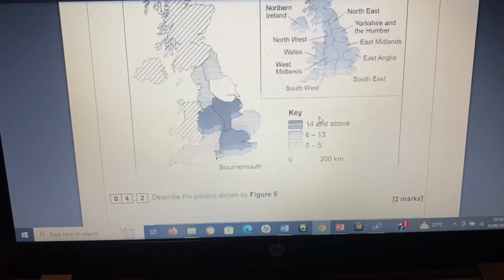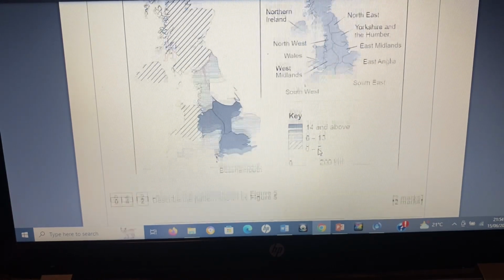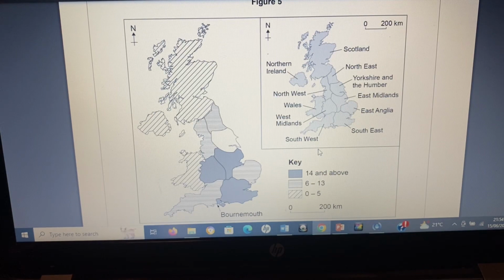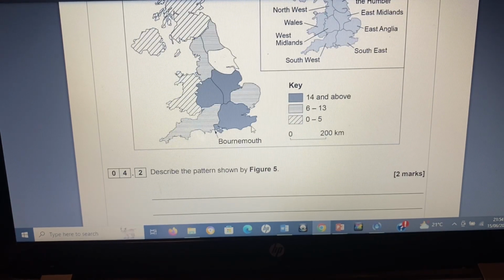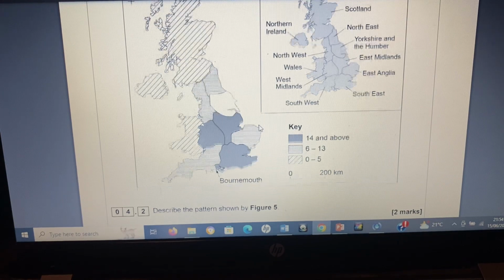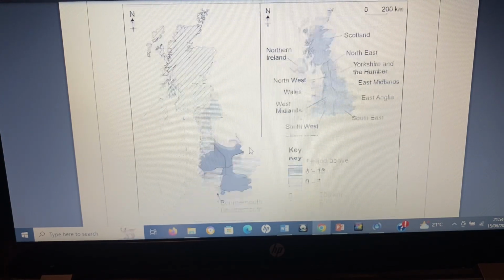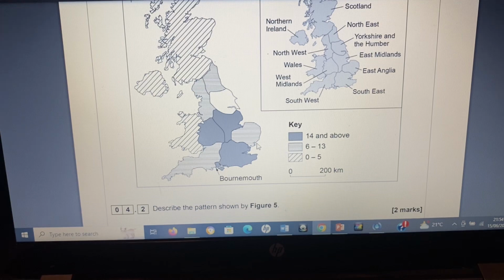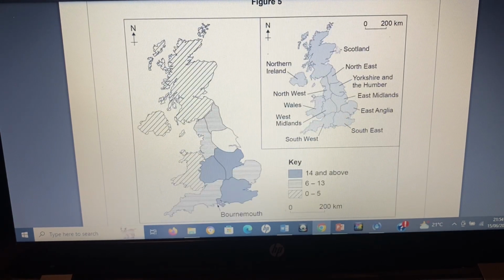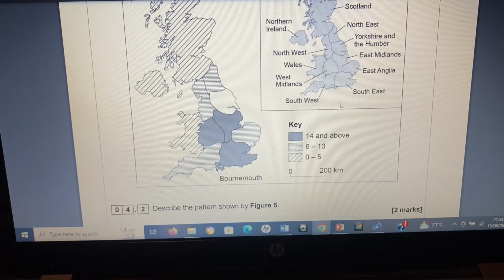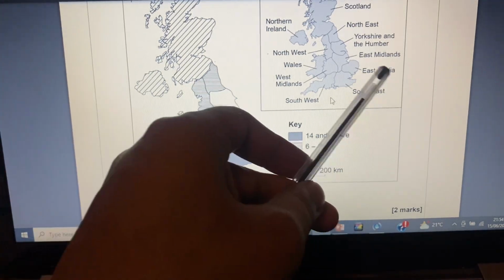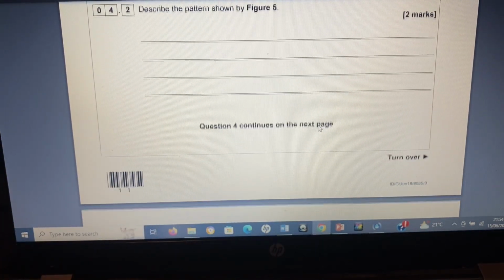Describe the pattern. Obviously you need to be able to say most people came from, let's say, the southeast, you could argue. So describing the pattern, you would argue that between 0 and 5% were mainly in regions of Scotland, so that's describing the other parts. And can you see between 6 and 13%, which parts are they? You need to be able to identify which part that is. That's East Anglia over here, as you can see. That's that. Okay, let's move on.